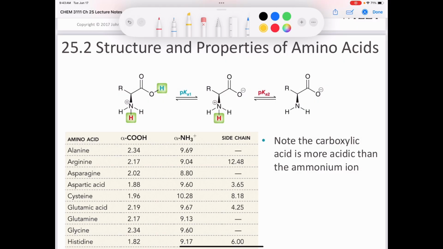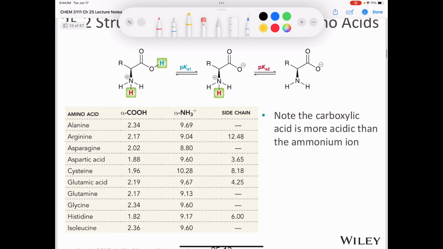You notice that the carboxylic acid group is deprotonated first. That is, pKa1 refers to the acidity of the carboxylic acid group, while the second pKa, pKa2, refers to the acidity of the ammonium group. Some amino acids have side chains, whether they're basic or acidic, and those amino acids have a third pKa value associated with the side chain. You can see some of the pKa values for the side chains shown here in this table.